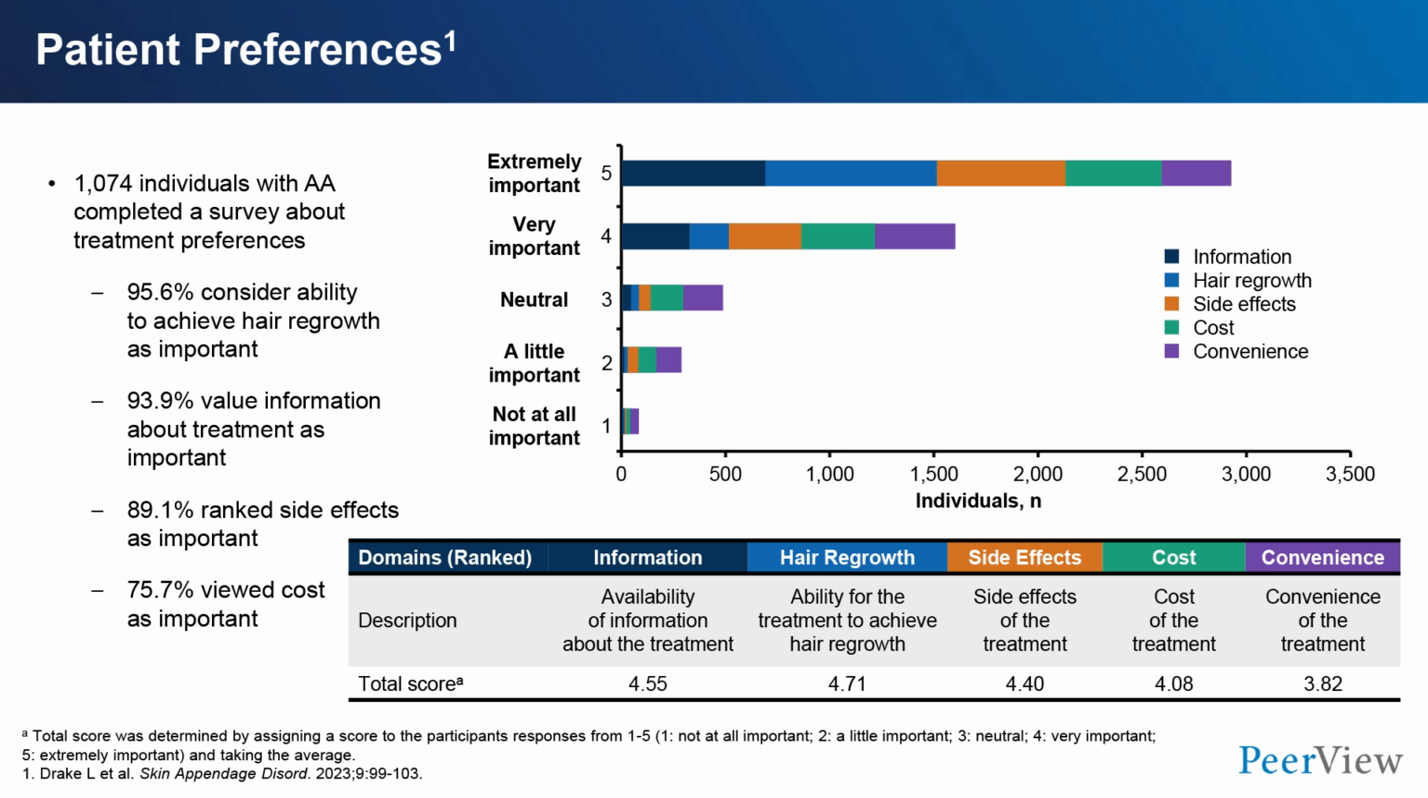A whopping majority of patients consider ability to achieve hair growth as the most important thing, and that's no surprise. They really all value information about treatment as important, and they rank side effects as important as well. They also, at 75%, view cost as important. So there's no sense in having a medication and you can't really afford to get it. So this is important information to sort of internalize and take with you as you treat your patients.